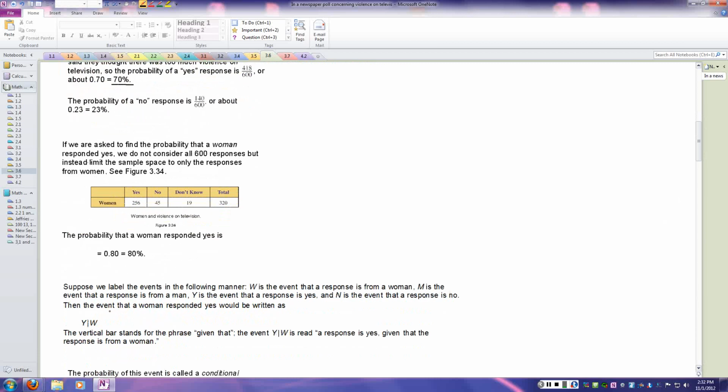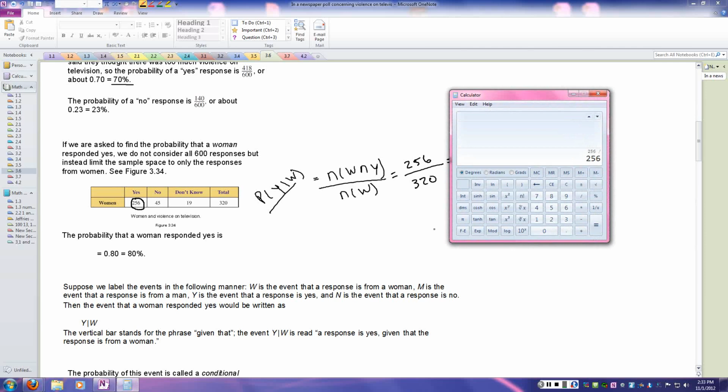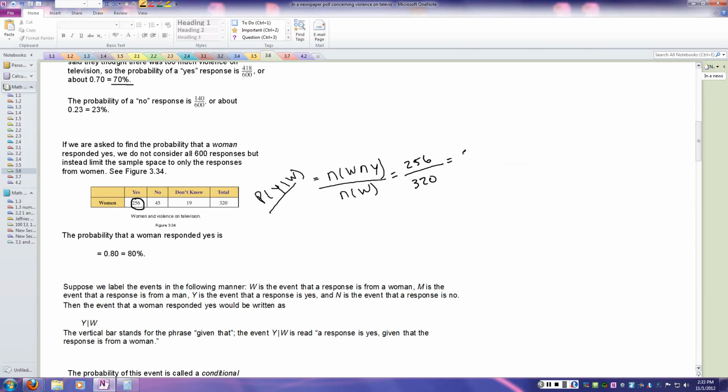So what we're going to be doing is looking at a conditional probability. What if we were asked to find the probability that a woman responded with yes? So the probability that a woman said yes, given that they were a woman. This is kind of what we're looking for, and we'll talk about this later on. I wanted to know the number of women that say yes over the total number of women. If I look at my chart, 256 women said yes out of 320 total. So if I pull up my calculator, 256 divided by 320, that's 80%, which is exactly what we get in our PowerPoint. So that tells us 80% of women responded with yes.